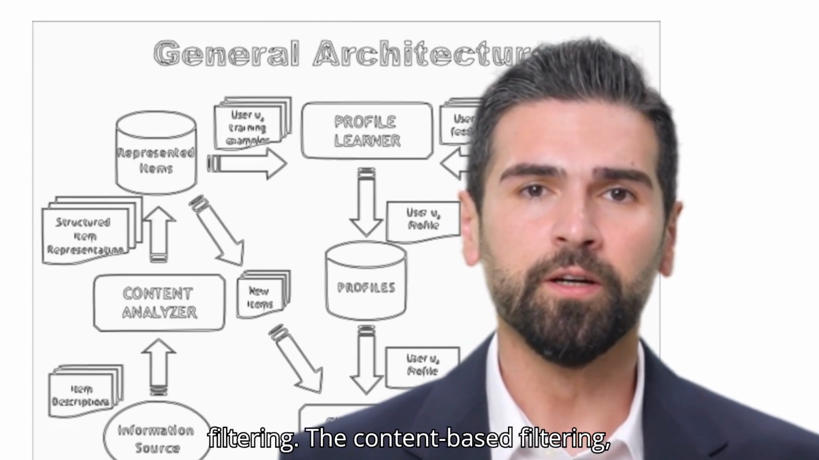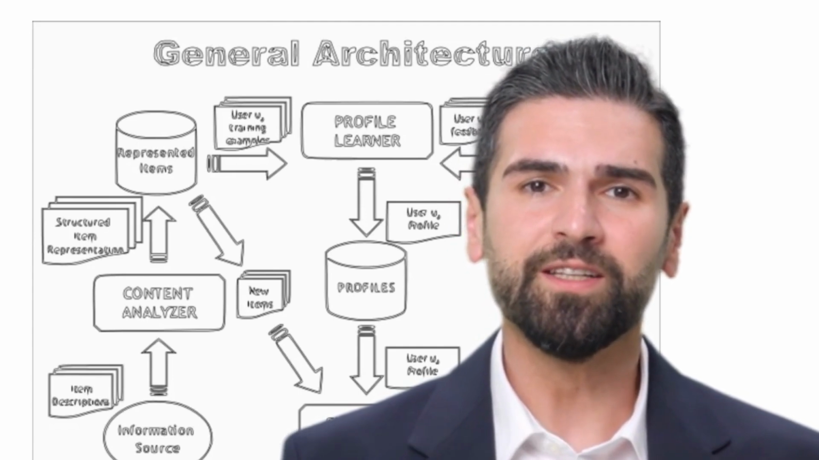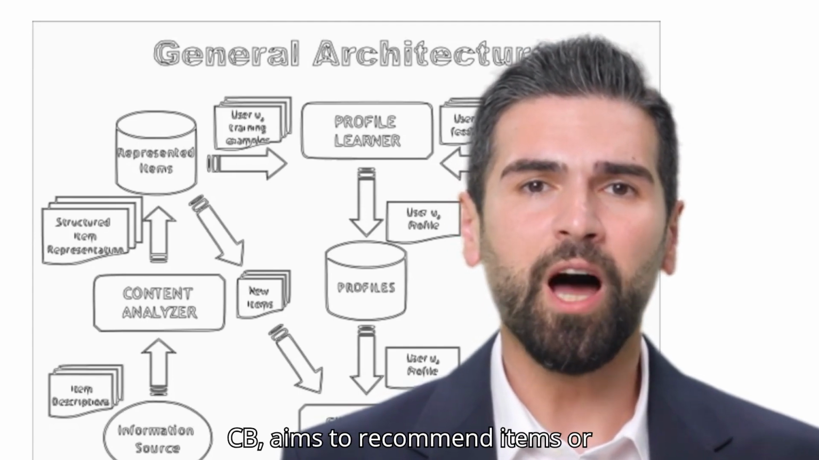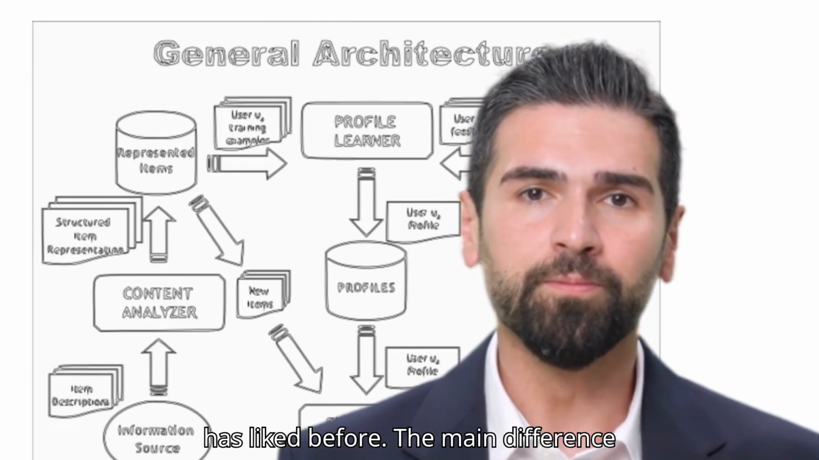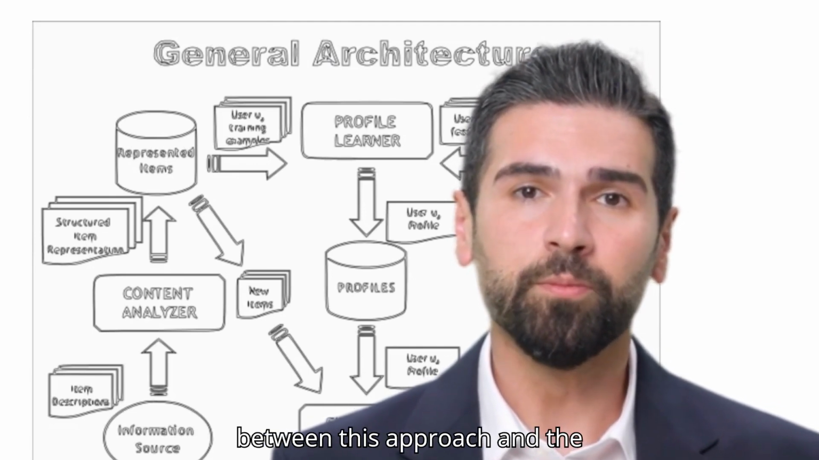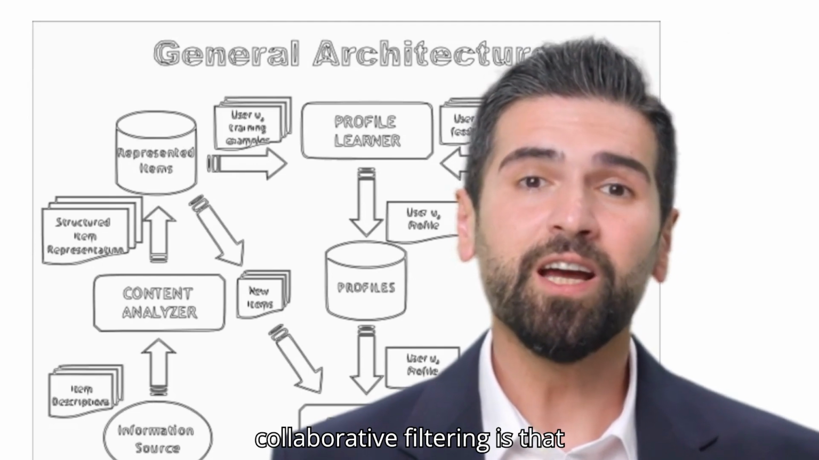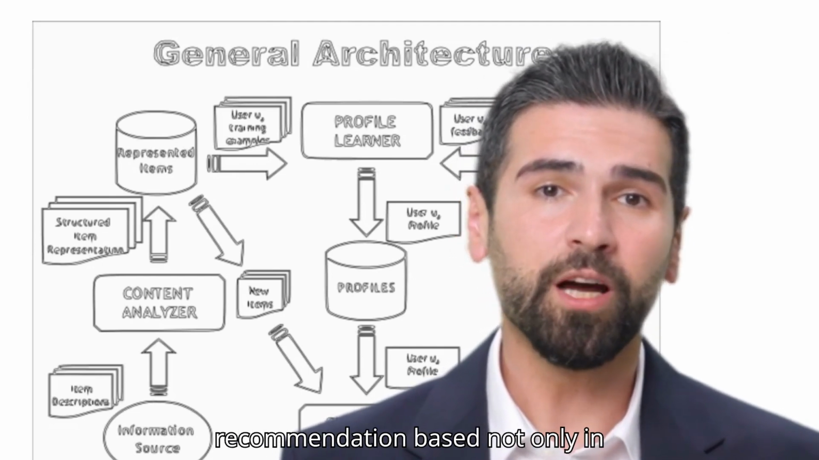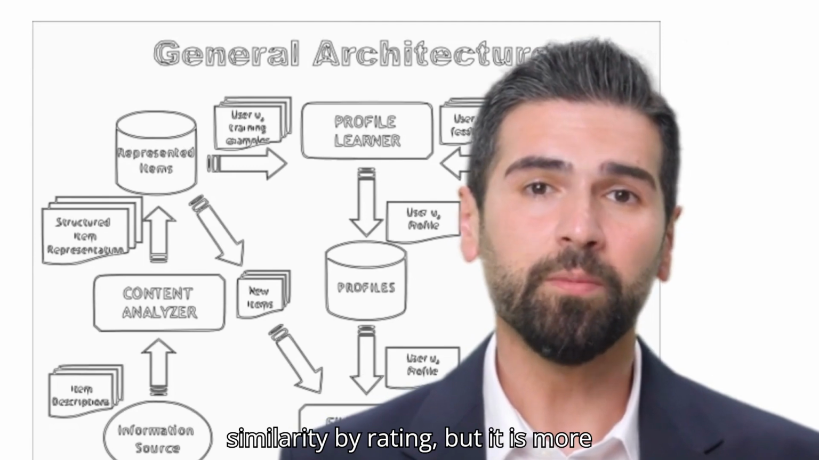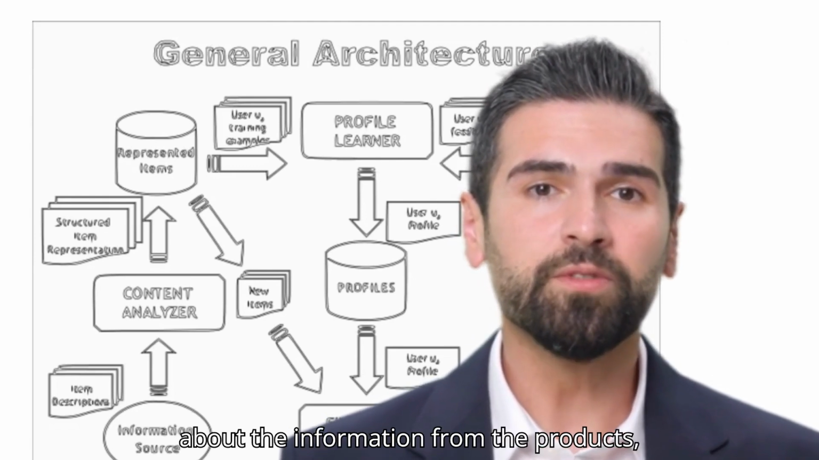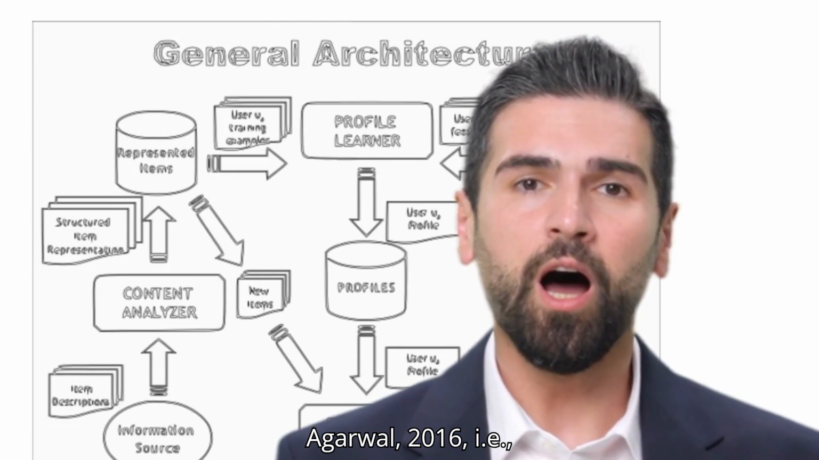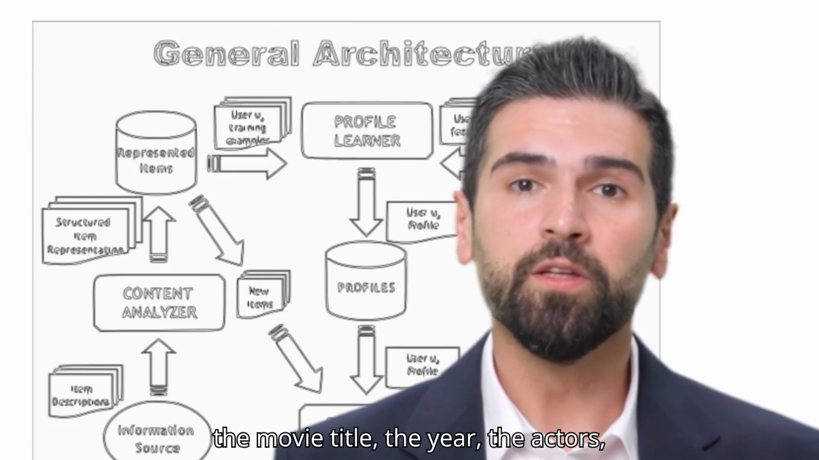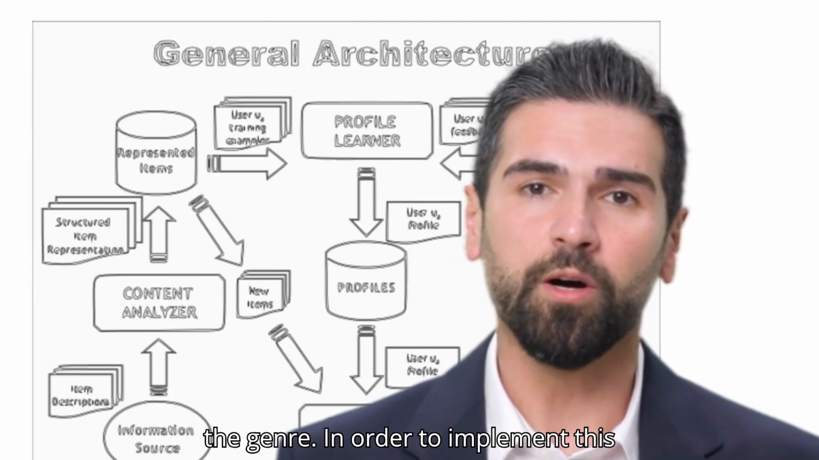Content-based filtering. The content-based filtering (CB) aims to recommend items or movies that are alike to movies the user has liked before. The main difference between this approach and collaborative filtering is that content-based filtering offers the recommendation based not only on similarity by rating, but it is more about the information from the products (Agarwal, 2016), i.e., the movie title, the year, the actors, the genre.